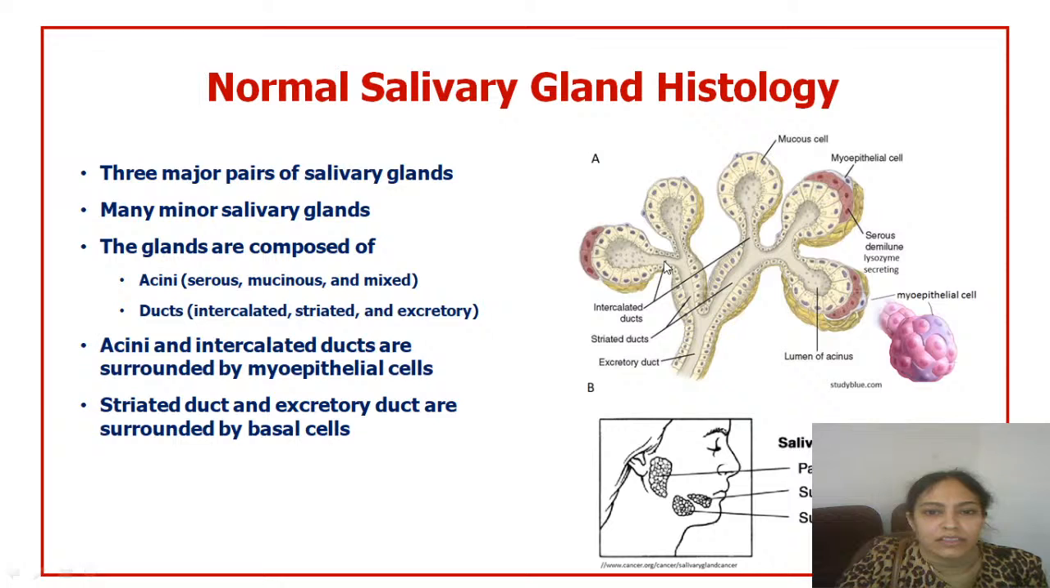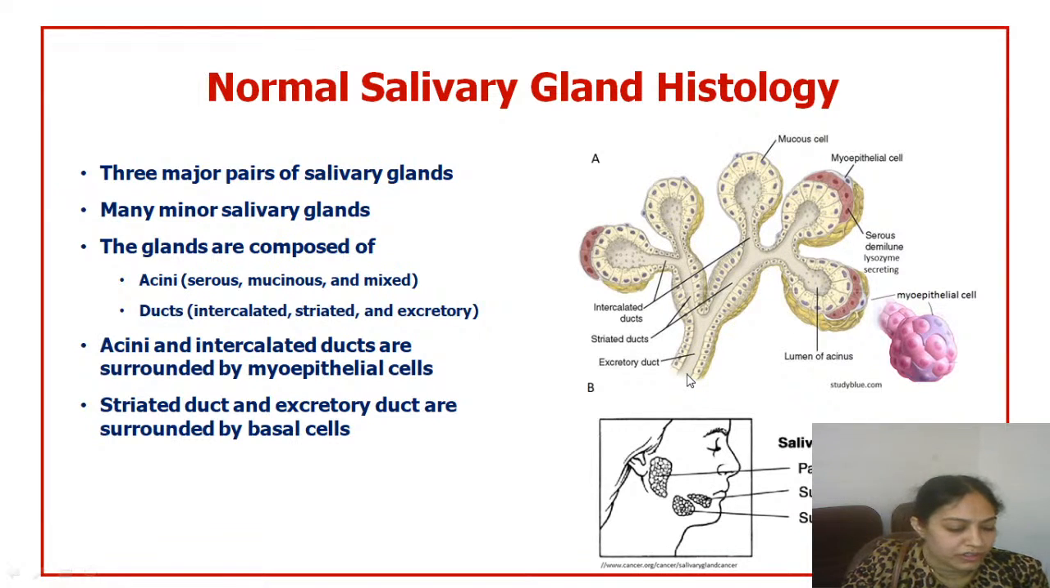Okay. So we know that we have 3 pairs of major salivary glands, which are the parotid, the sublingual and the submandibular gland, and we have many minor salivary glands which are located in the oral cavity. These glands are composed of acini, which are the structures which produce mucus and lysozyme. You have serous acini, mucus acini, and mixed acini as well. And these acini drain their secretion into ducts. First you have the intercalated duct, which joins to form the striated ducts, and then finally an excretory duct.